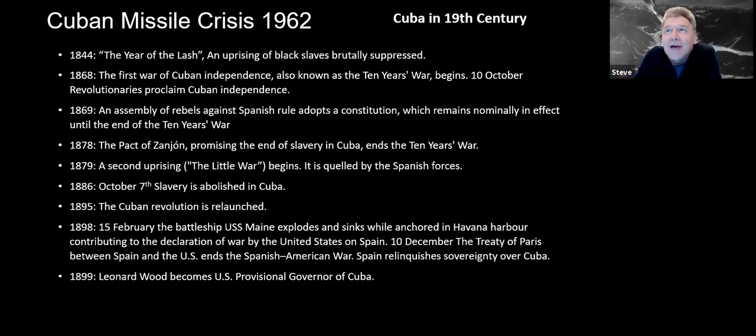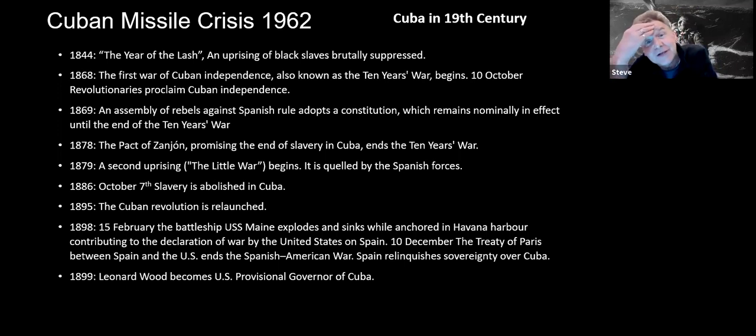As usual, we have to go back in time, but I'll skip through this. Cuba was in the 19th century under Spanish rule. It was a Spanish colony. And in the 19th century, there were various uprisings. There were the black slaves, called the Year of the Lash. There was a Cuban independence war. There were different pacts and moves to try and end slavery in the 10 Years' War.